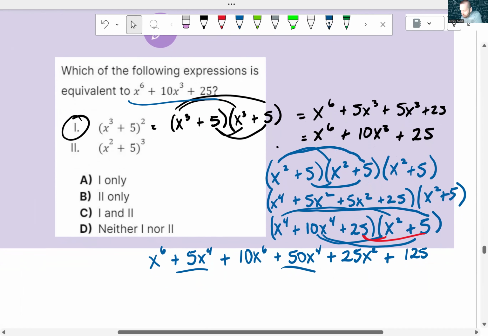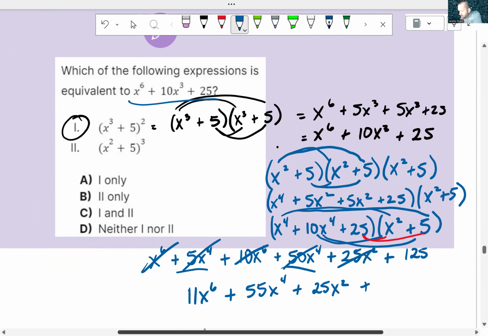But I'm just going to finish this problem anyway because we're almost done with it. So x to the 6th, and then I would just cross these out and go from the highest to the lowest power when you can. 11x to the 4th, cross those out, plus 75x squared, cross that out, plus 125. So there's no way that equation 2 is. It's just going to be 1.